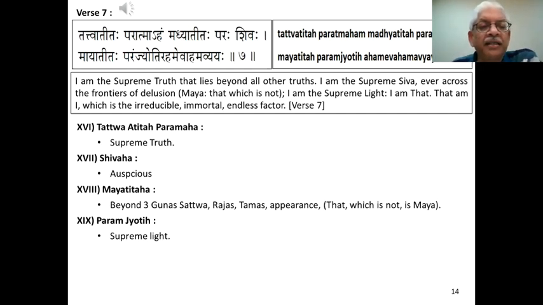Param Jyotihi, it is a supreme light. Param Jyotihi, Jyotisham Jyotihi. We have seen this in the Bhagavad Gita also, and it is the light of all lights, because it is through this light that all other lights are known. Light in Vedanta means knowing factor. Consciousness is a knowing principle.